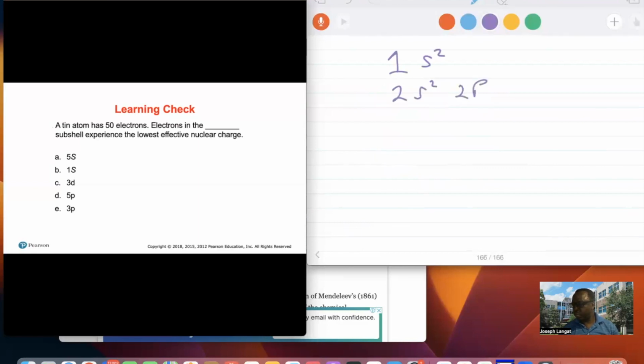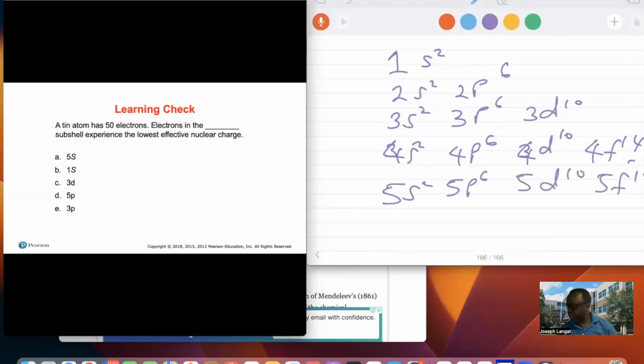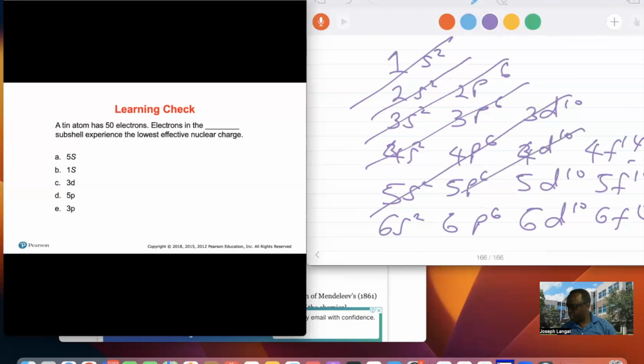2s2, 2p6, 3s2, 3p6, 3d10, 4s2, 4p6, 4d10, 4f14, 5s2, 5p6, 5d10, 5f14, 6s2, 6p6, 6d10, 6f14. So we close this one, 1, 2, 2, 3, 3.